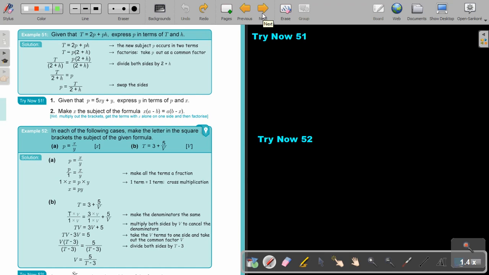Okay, now if I look at example 51, we are now at 51. So let's first check the example. Given that T is this, express P in terms, so make P the subject. Now again, the problem in this case, and I want to show you, is that there's 2 P's. Can you see that? So in this case, I will first take out P as a common factor to get just 1 P, but it's going to imply that it will be 2 times. And then I can start to divide. So after I take out the common factor, I divide by 2 plus 8, and then I just swap the sides. Okay, so this is very important that you recognize that.